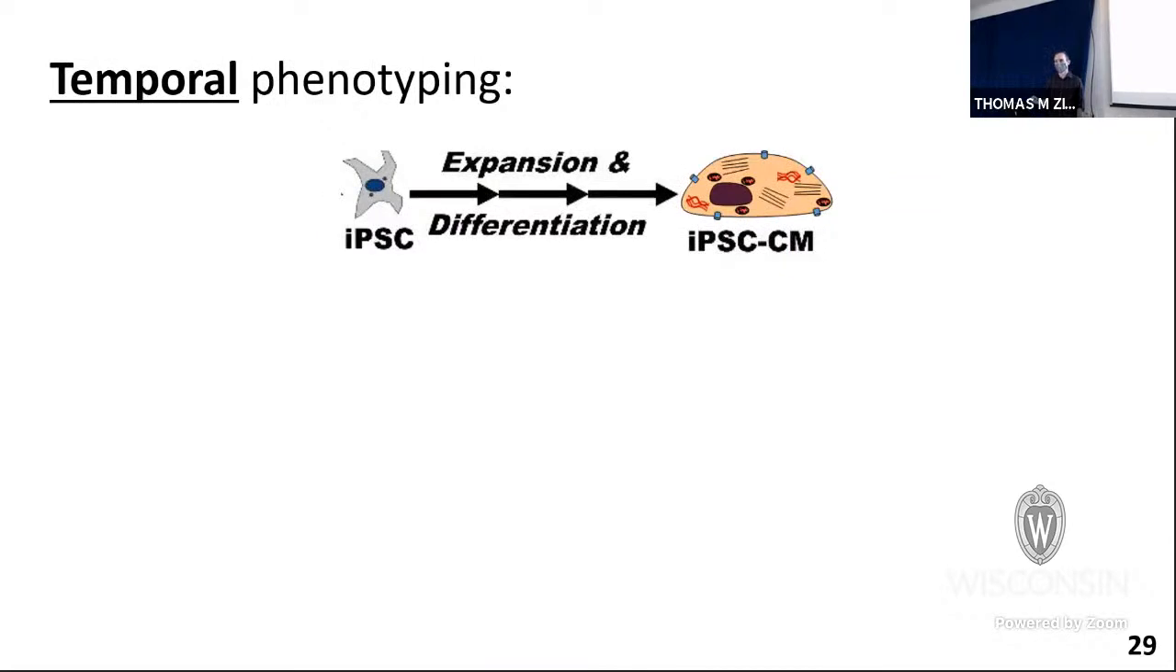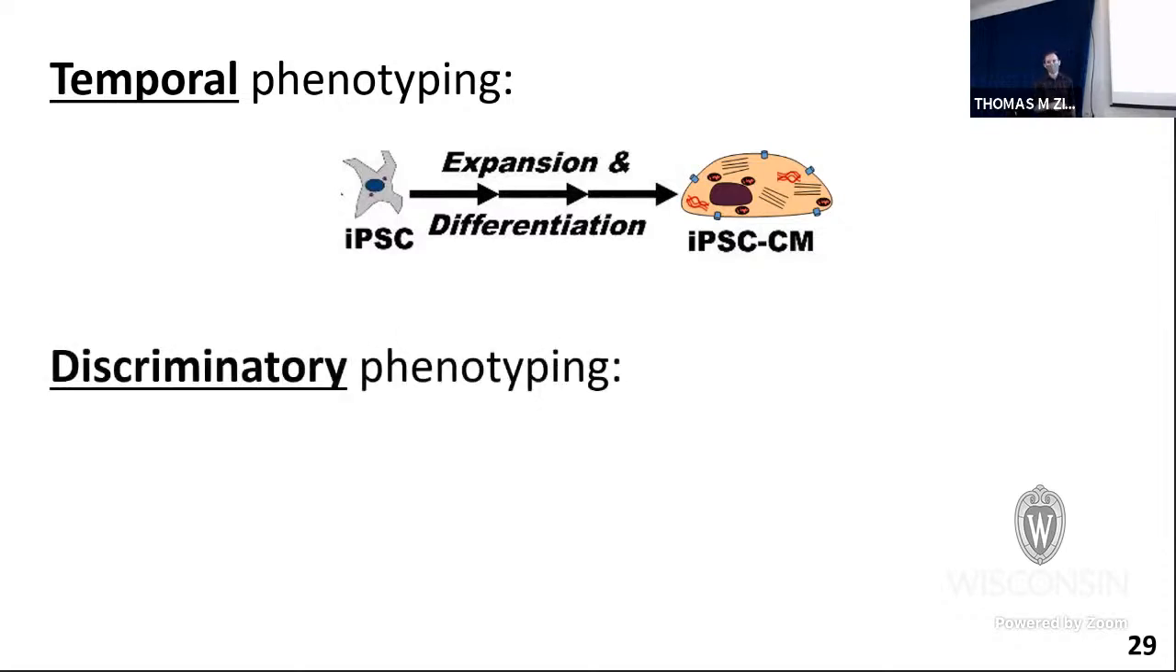Obviously, if we don't see any changes over time at that level, then we can't expect that we're going to see any changes at other levels. So that's all looking at temporal phenotyping, or looking at the differences over time. Again, that was just from the stem cell to the cardiomyocyte. We'd also like to bring in discriminatory phenotyping.